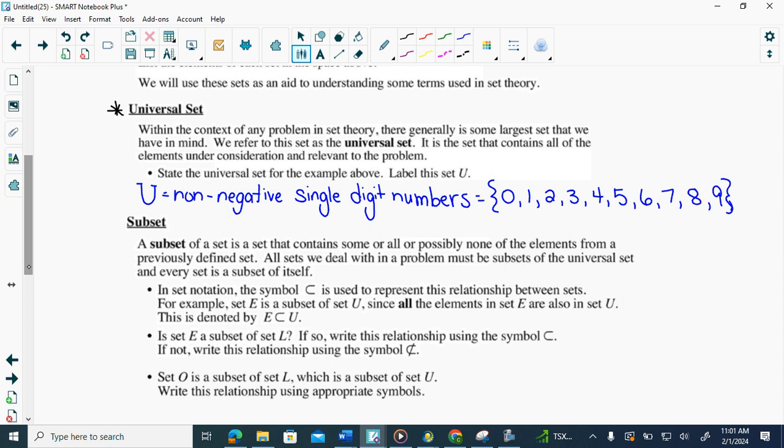All right. So then we have a subset. This comes up a lot in math. A subset of a set is a set that contains some or all or possibly none of the elements from the previously defined set. Sounds way more complicated than it is. All sets we deal with in a problem must be subsets of the universal set, and every set is a subset of itself. So in set notation, this little sideways U represents subsets.